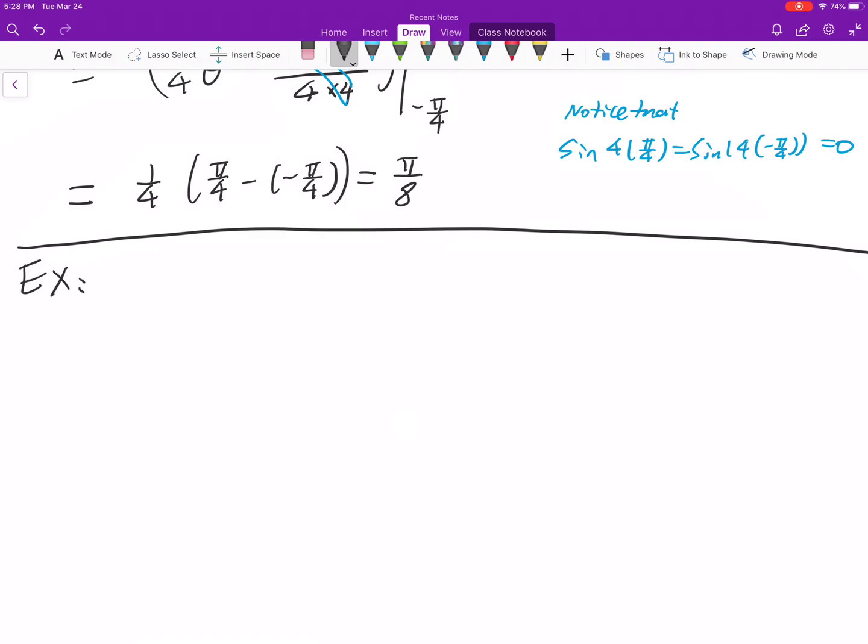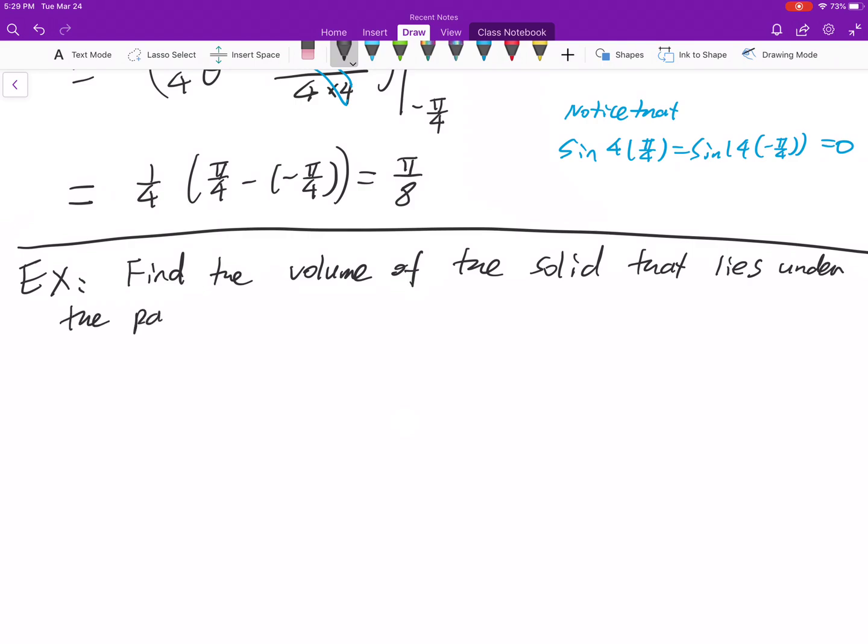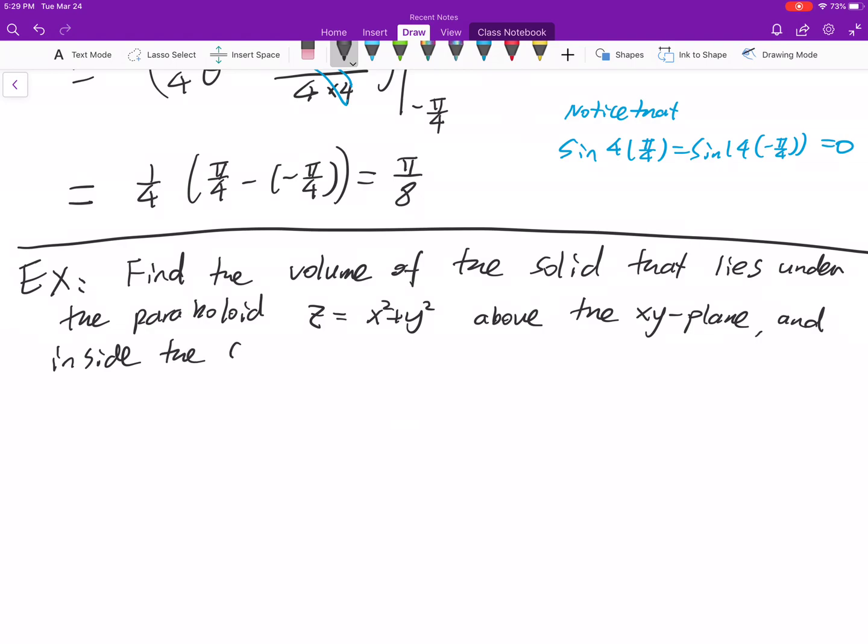Let's do one more example. So find the volume of the solid that lies under the paraboloid z equals x squared plus y squared, above the xy plane, and inside the cylinder x squared plus y squared equals 2x.